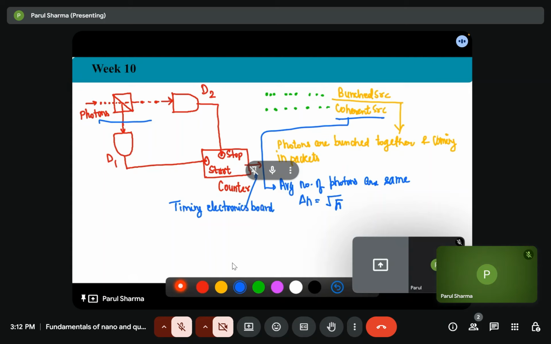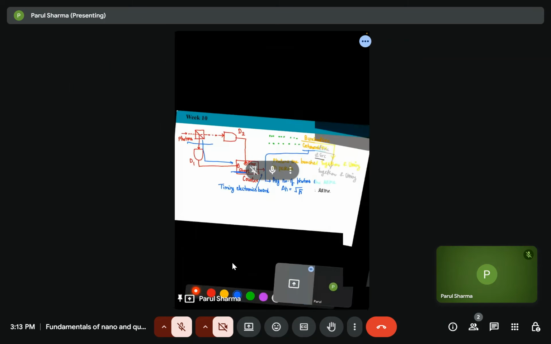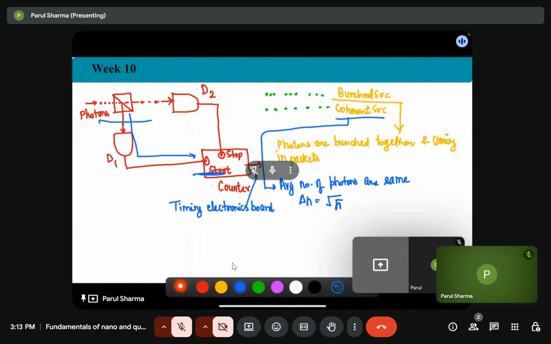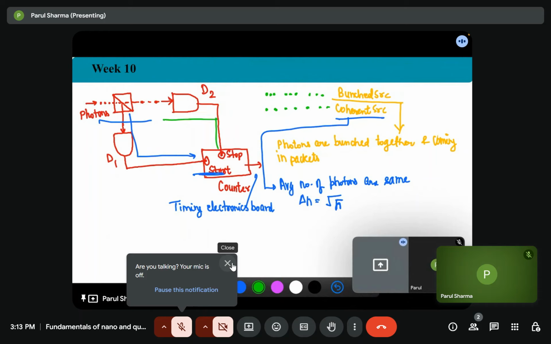Okay. So whenever there is a pulse on D1, a photon is coming to the detector D1, and that pulse will start the counter. So if the pulse comes for this path, the counter will start counting how much time. So this becomes t equals 0. And now, if the other photon comes on D2, it stops.